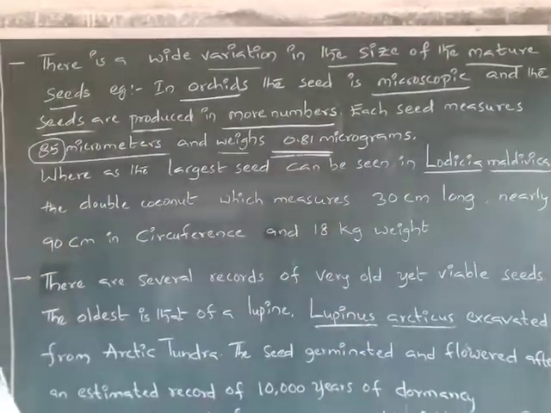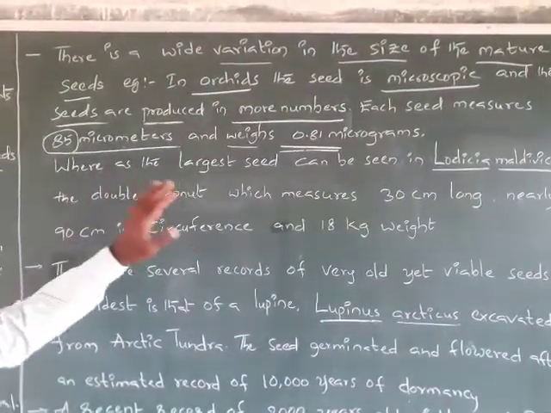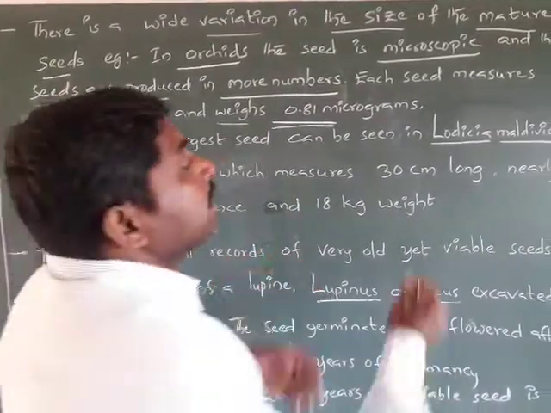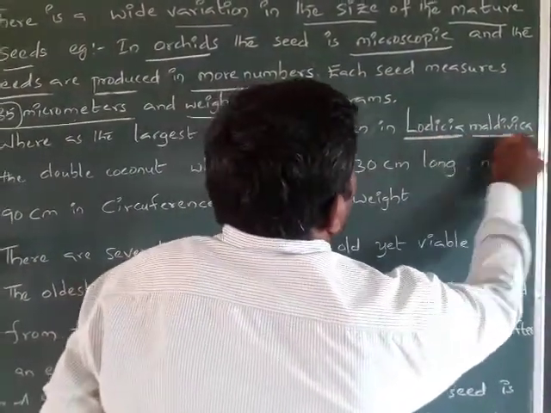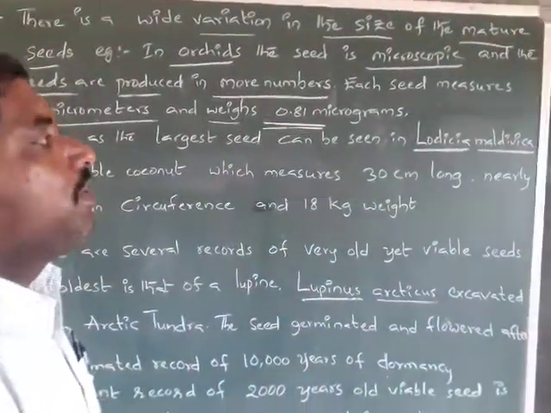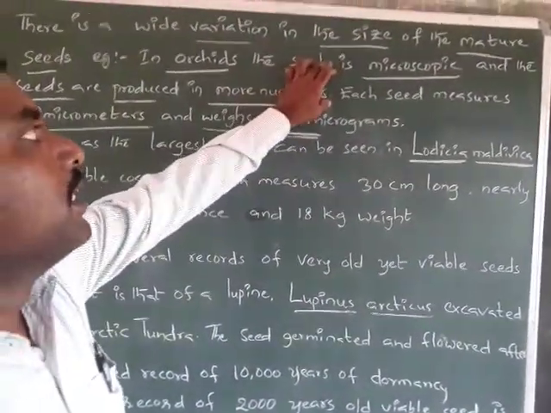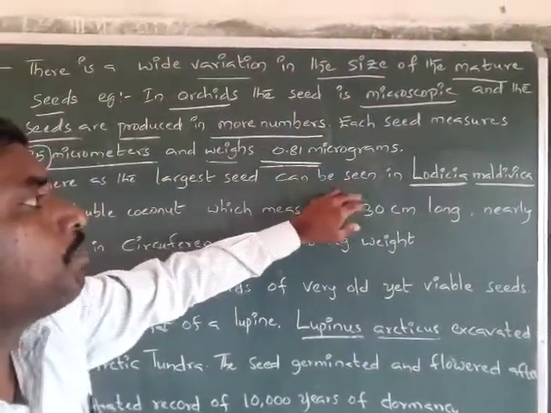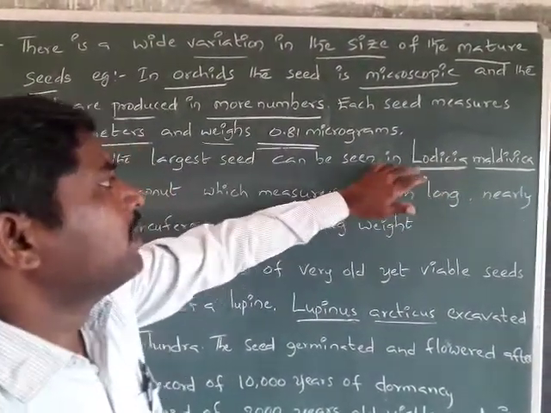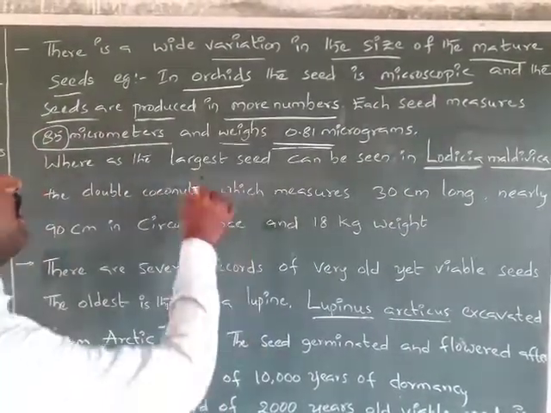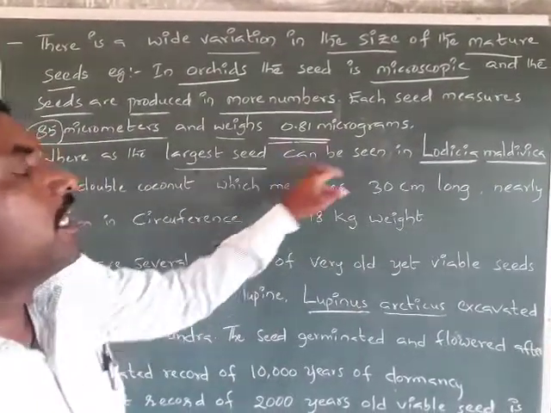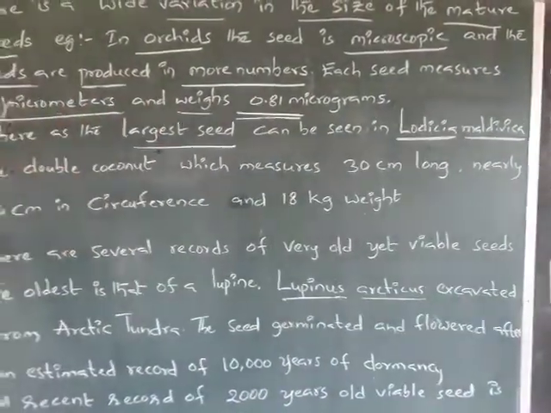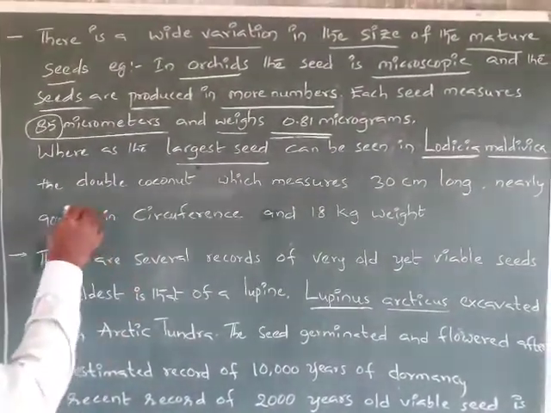Whereas the largest seed can be seen in Lodoicea maldivica. Here in the orchid there are microscopic seeds, but here in Lodoicea maldivica it is the largest seed.